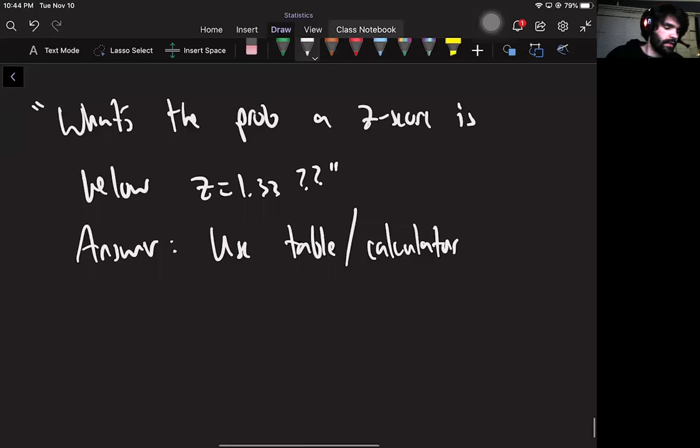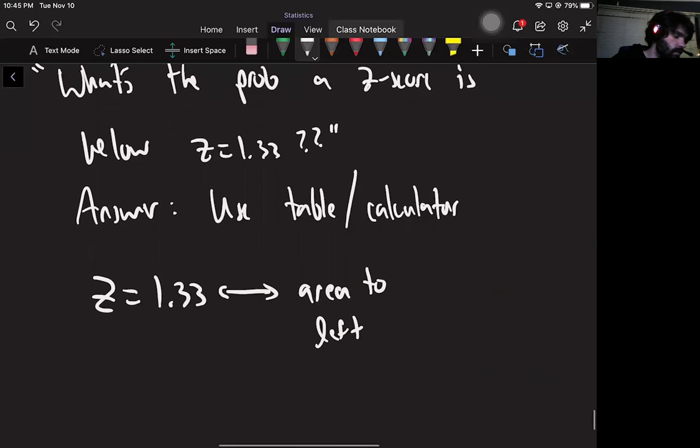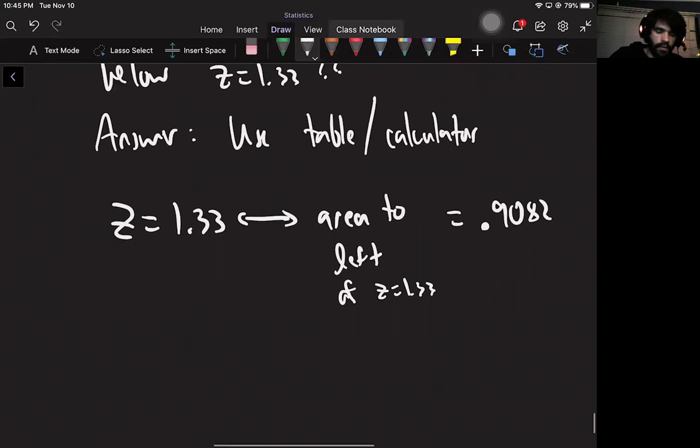In any case, it'll be as simple as this. You look up the z-score, 1.33, and in this table or this calculator, you'll be able to see immediately that the area to the left of that z-score is 0.9082. So then this is the answer to the question.